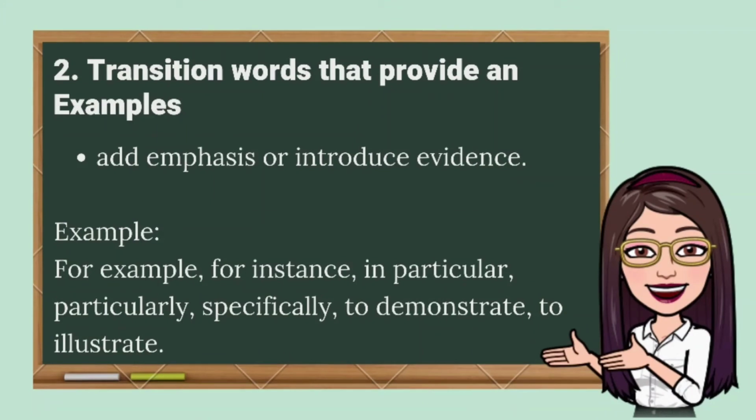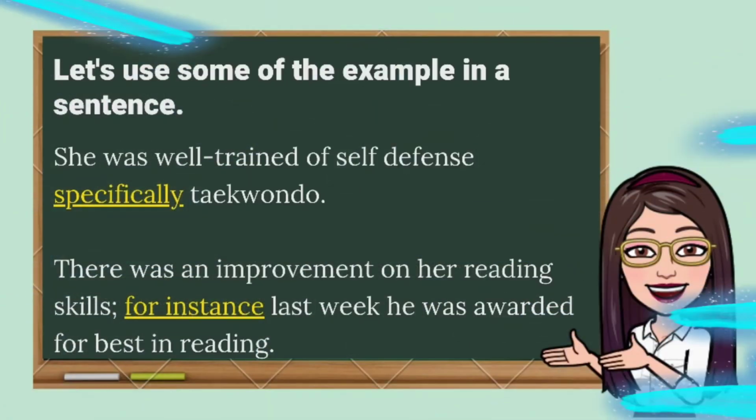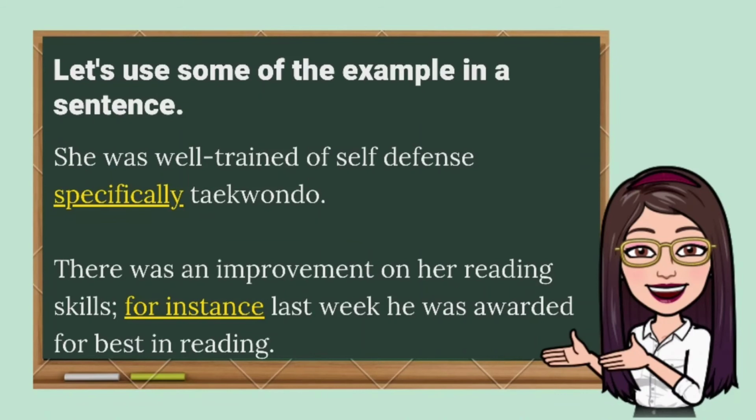Number 2, transition words that provide examples. It adds emphasis or introduces evidence. Example: for example, for instance, in particular, particularly, specifically, to demonstrate, to illustrate. Let's use some of the examples in a sentence. She was well-trained in self-defense, specifically Taekwondo. There was an improvement in her reading skills. For instance, last week, he was awarded Best in Reading. The underlined words are transition signals that emphasize something and show evidence.